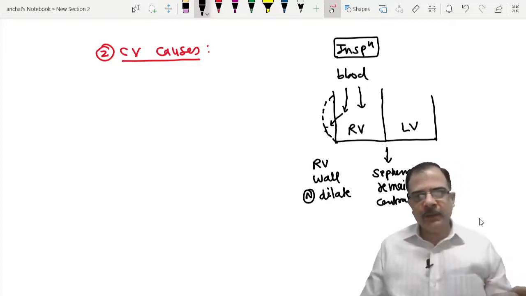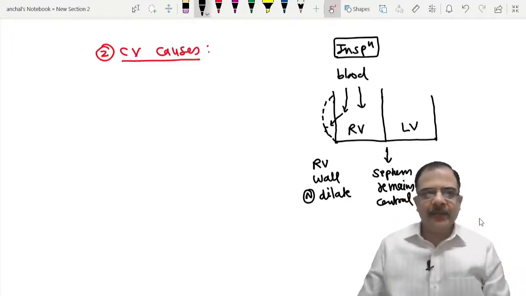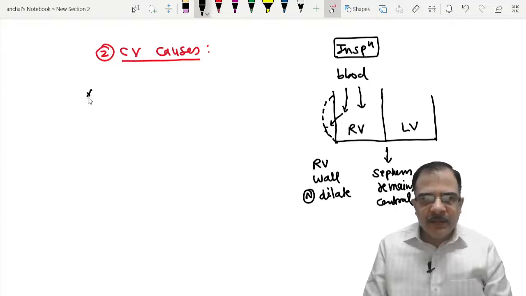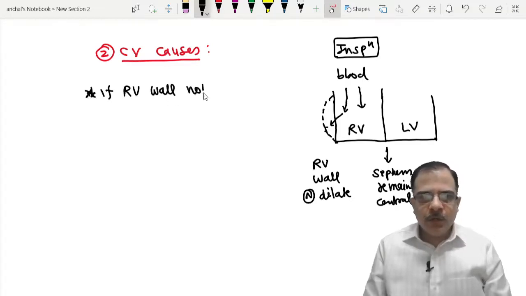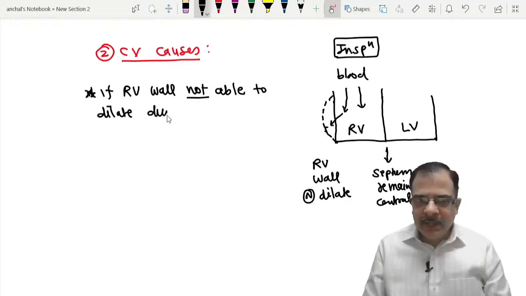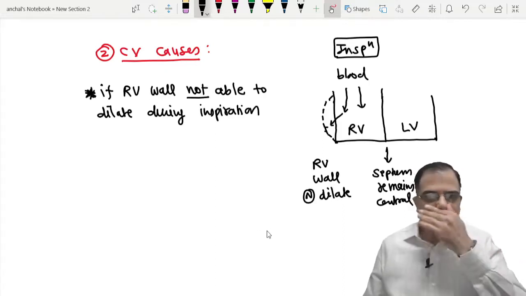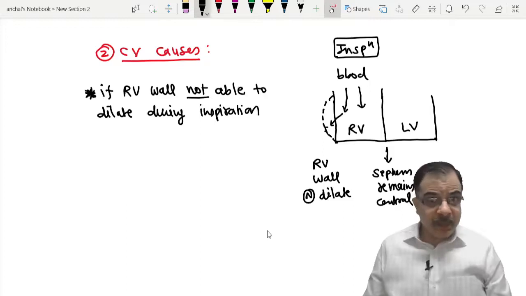Now, what will happen if the right ventricle wall is not normally able to dilate? The mechanism here will be: if the right ventricle wall is not able to dilate during the inspiratory phase.